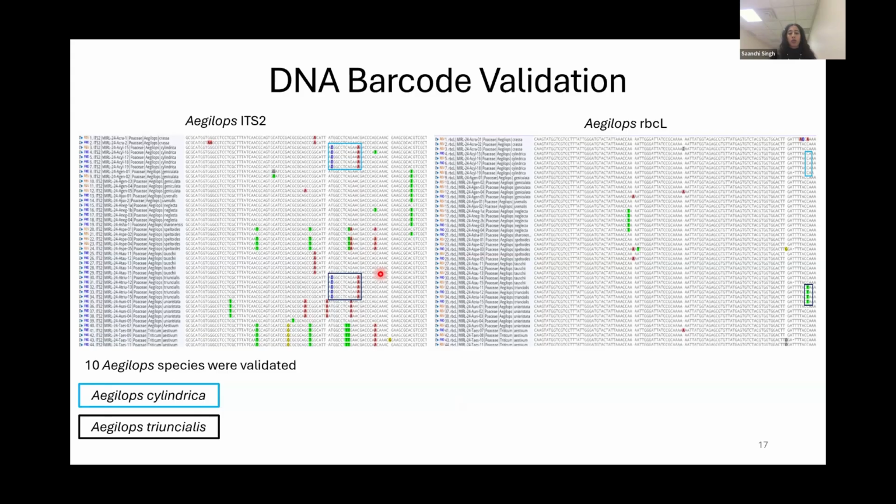And so we had to use RBCL to be able to distinguish jointed goatgrass from Aegilops triaristata. If we look down here in this black box, triaristata has these T's here, which are green, and jointed goatgrass doesn't have those T's there. And so with a combination of ITS2 and RBCL, we are able to distinguish jointed goatgrass from close relatives.